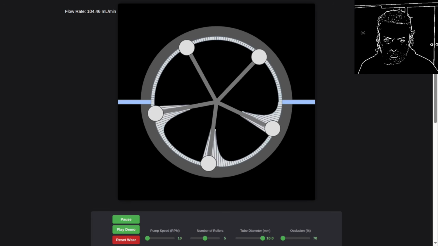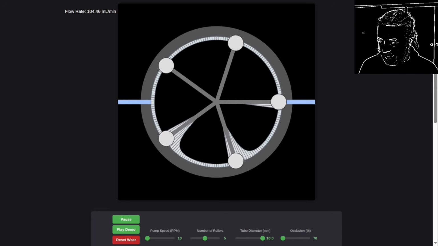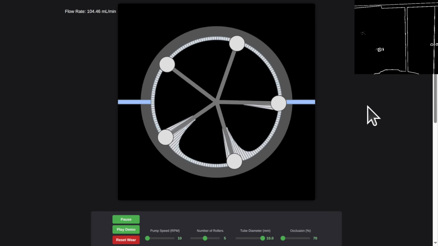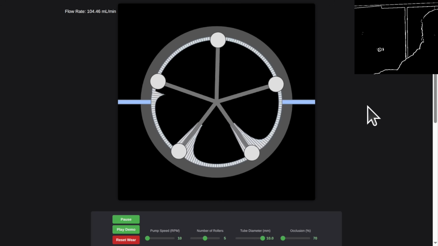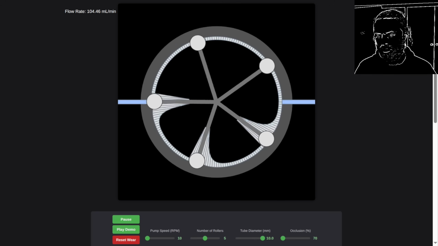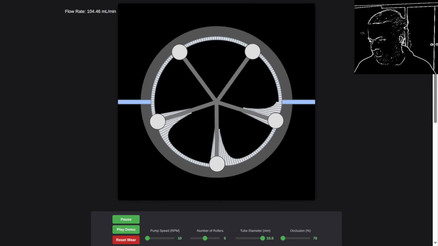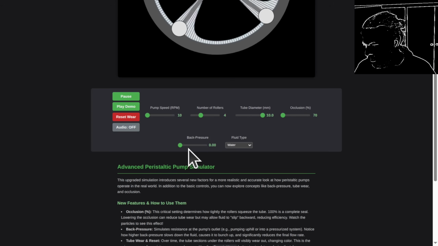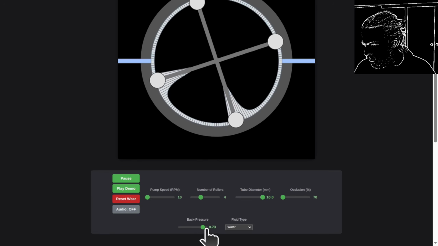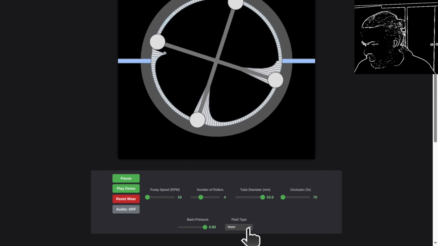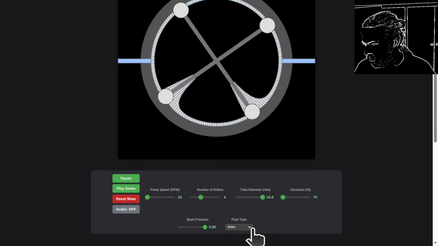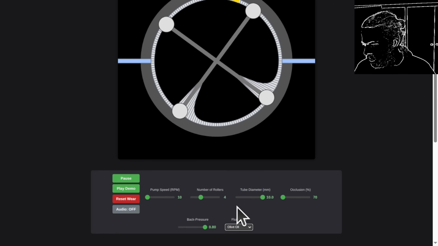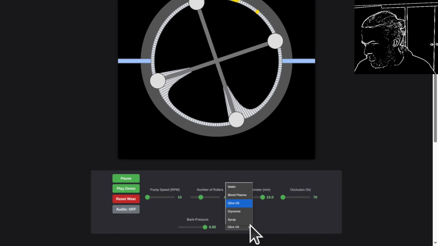Yeah, that's a really good question. Can you overview what you see on the screen? Certainly, on the screen you see a simulation of a peristaltic pump with a circular tube and 5 rollers rotating to push a light blue fluid through it. At the top left, the current flow rate is displayed as 104.46 milliliters per minute. Below the pump, there are control panels for pausing or playing the demo, adjusting pump speed and RPM, setting the number of rollers, changing the tube diameter, and controlling the occlusion percentage.